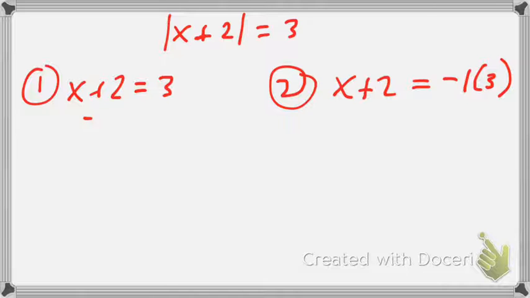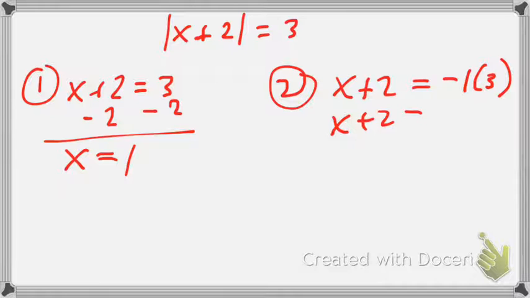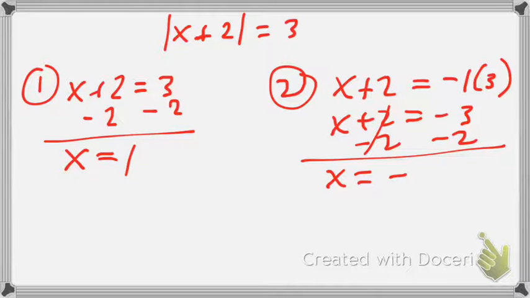Solve for x for both, so we're going to subtract 2 from both sides. So x equals 1. And then we have x plus 2 equaling -3. We're going to subtract 2 from both sides. So x equals -5.